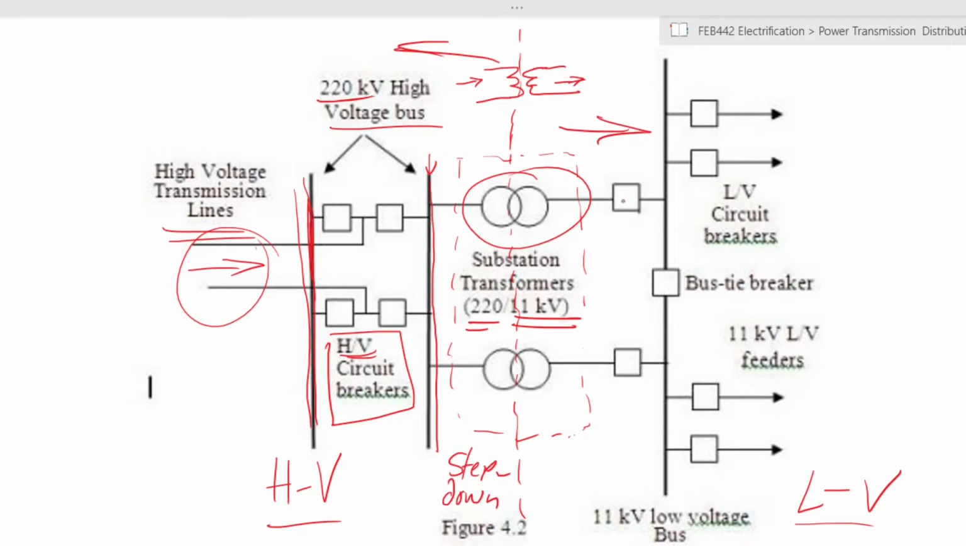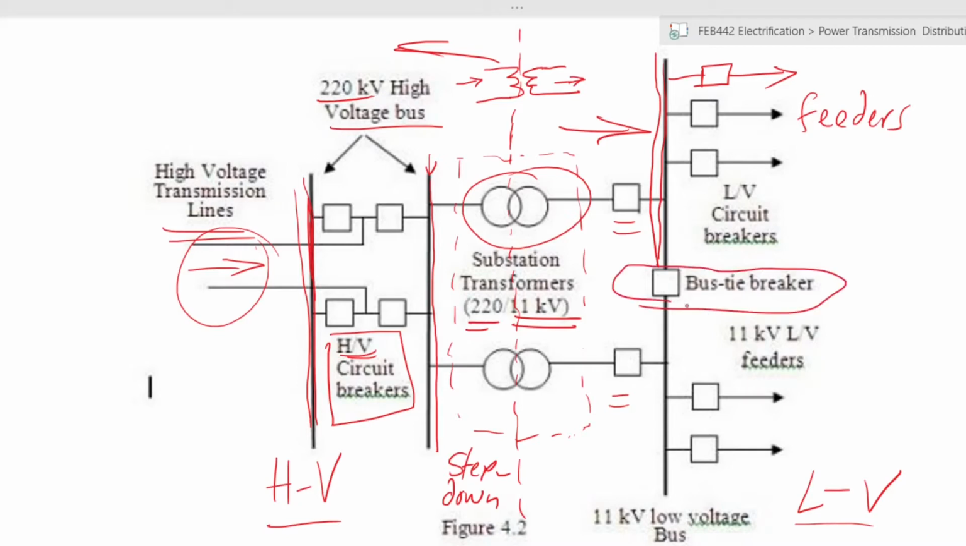Once you've stepped the voltage down, you now have 11 kV. Once again, you have circuit breakers. We have protection at every possible point. Now another bus, which is an 11 kV bus. The transformers each feed their own bus, from which you now have various feeders. In this particular case, you have what we are calling the bus tie breaker.